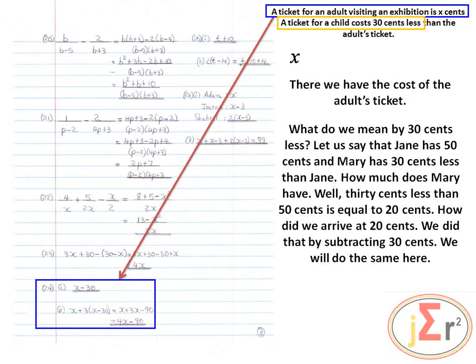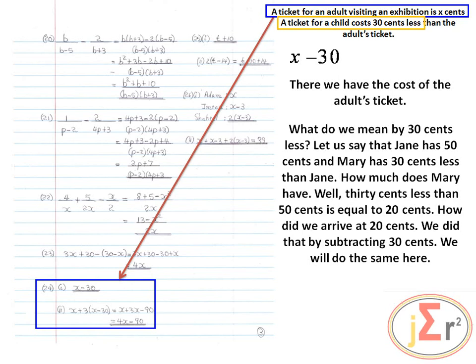Let us say that Jane has 50 cents and Mary has 30 cents less than Jane. How much does Mary have? Well, 30 cents less than 50 cents is equal to 20 cents. How did we arrive at 20 cents? We did that by subtracting 30 cents. We will do the same here. So subtract 30.